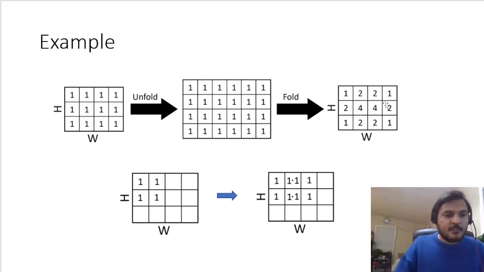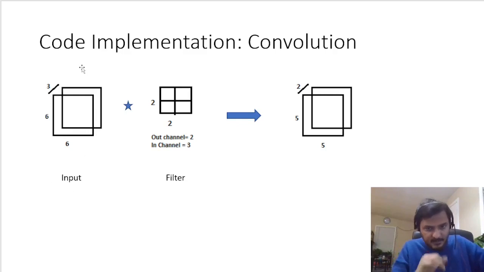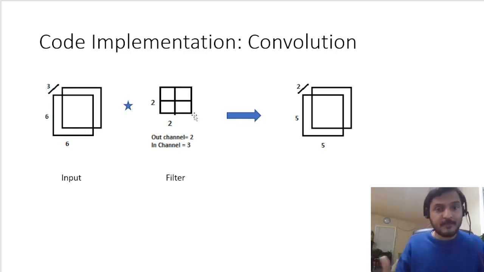Okay, now I think we can jump to code, and I'd like to show you how to actually implement this in Python. And we will be using this simple example. In this simple example, I will have an input which has a spatial extent of 6 by 6 and then has 3 channels. And then I would implement convolution here.